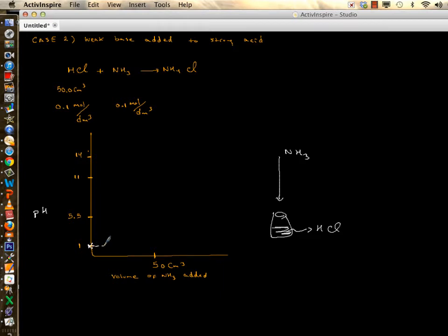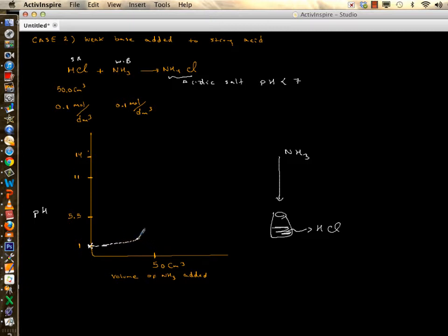Gradually you increase. Now let's just talk about the salt. The salt is coming from a strong acid and a weak base, so it should take the character of the strong, so this is an acidic salt. So it has a pH of less than 7. And that's why I have 5.5 as a highlighted data point. Then again, you come here, and gradually there is an increase.